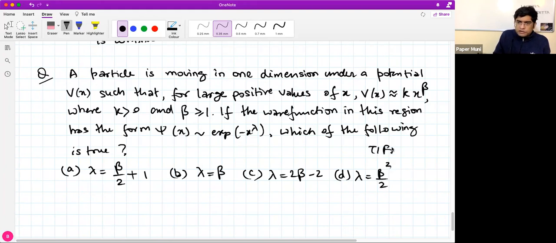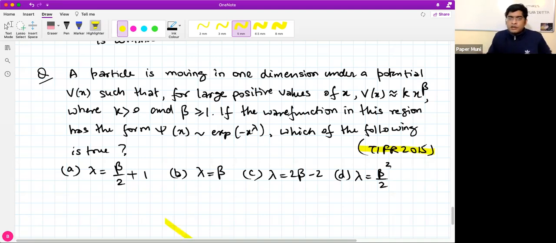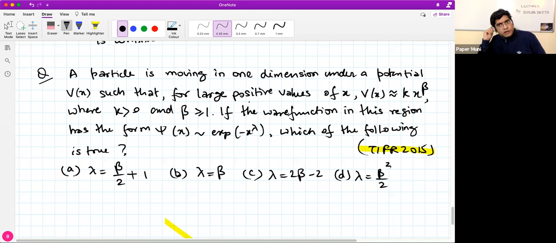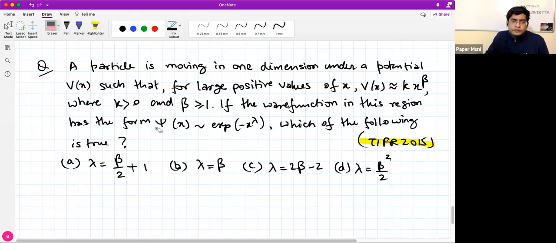Now this is a TFR question, TFR 2015. TFR asks this type of question which might not directly make any sense. The first thing the student does, if the student knows about the linear harmonic oscillator, is try to take beta to be 2. So the wave function should have the form of a linear harmonic oscillator. But this might not be true in this case. So just go through the question once and then think about it.